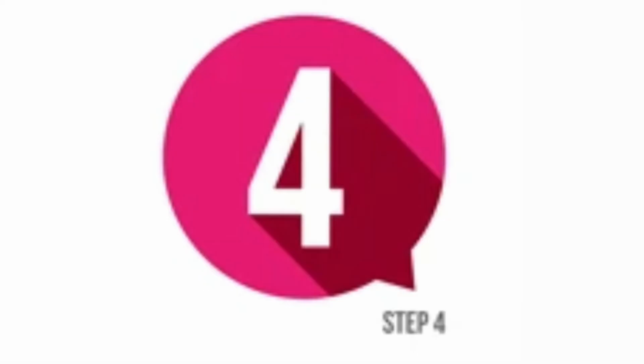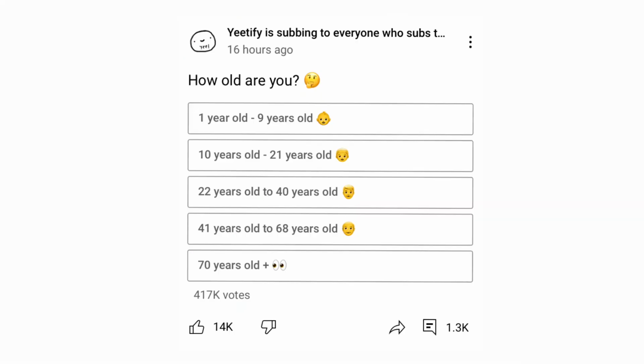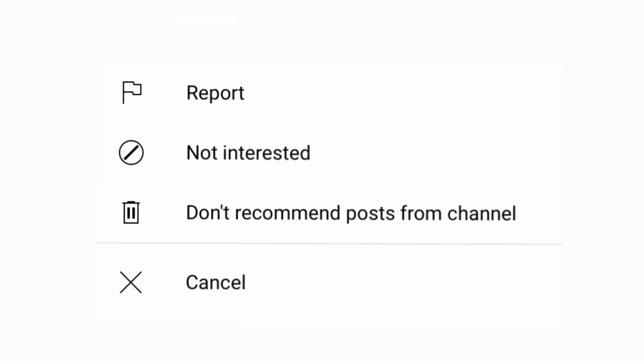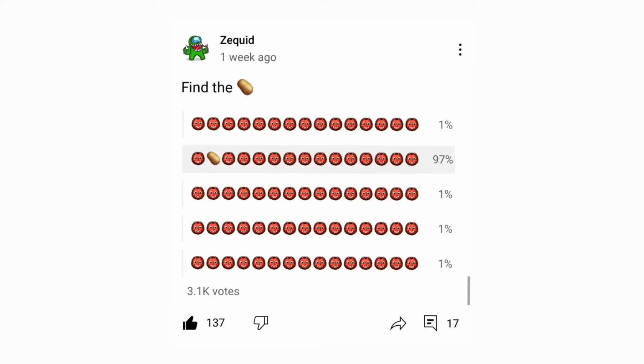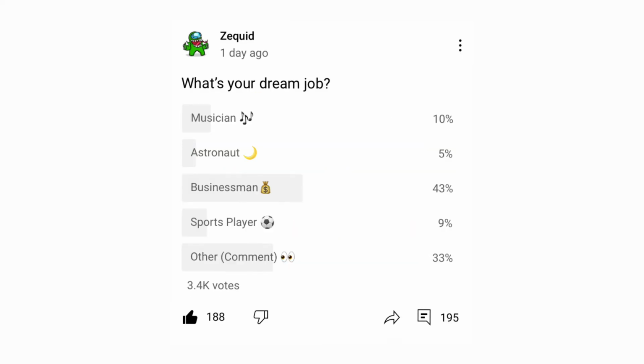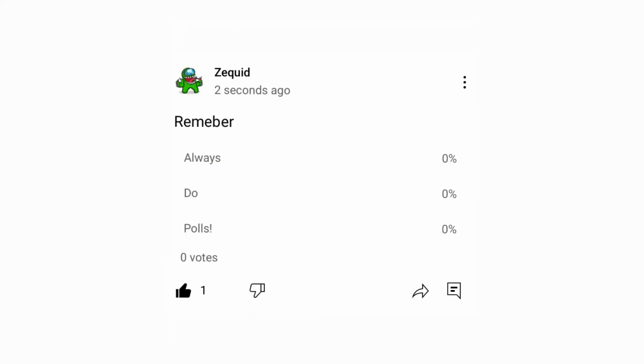The fourth and final tip is to not post them too much, because if you do your viewers will get tired of them and stop your polls from being recommended to them. I would say do 1 to 2 a day maximum, and once you start getting over 10,000 votes switch to 1 a day for good. Do things like find the emoji, quizzes for your viewers, or interest polls. But always make sure your community posts are polls.